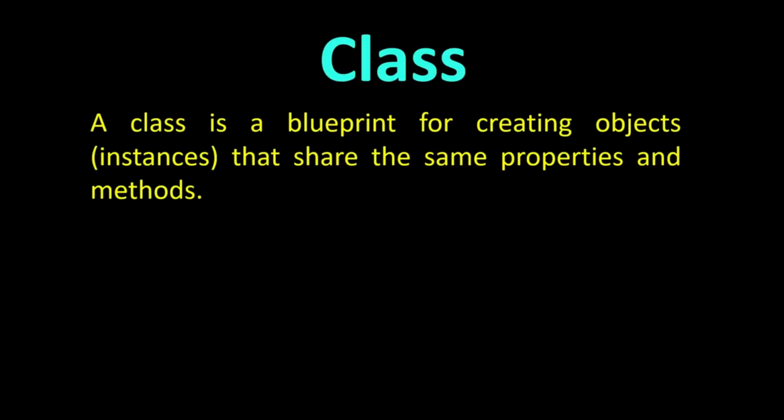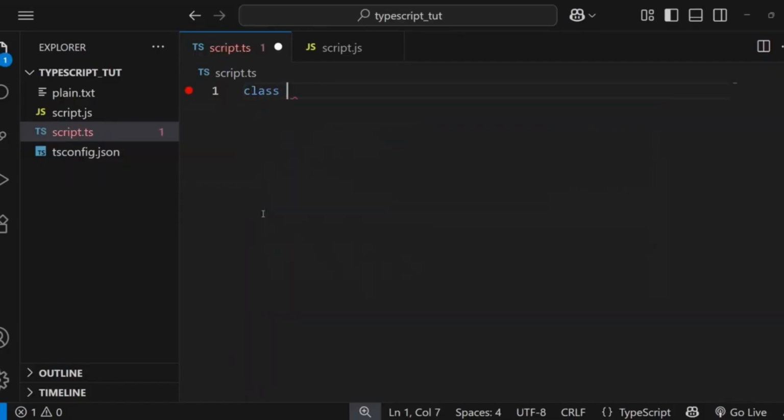As we discussed earlier, a class is a blueprint for creating objects that share the same properties and methods. Let's see a quick demonstration of it.